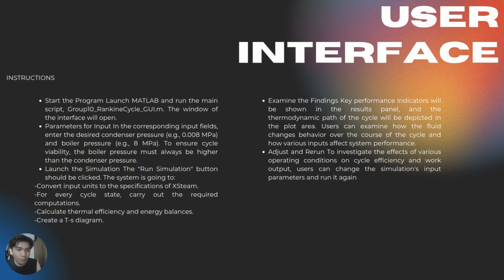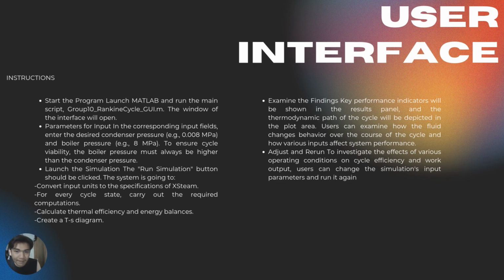So the system will convert input units to specifications. The second one is, for every cycle state, carry out the required computations. The third one is to calculate the thermal efficiency and energy balance. The fourth one is to create a T-S diagram. And the fifth one is to examine the findings; key performance indicators will be shown in the result panels.